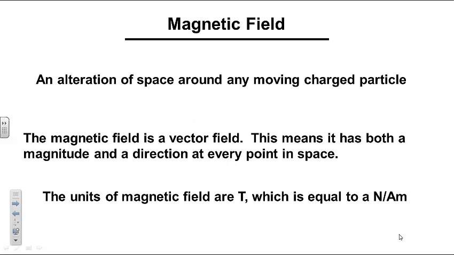The magnetic field is an alteration of space around any moving charged particle. The magnetic field is a vector field, which means it has a magnitude and a direction at every point in space. Finally, the units of the magnetic field are teslas, which is the same as a Newton per amp meter.